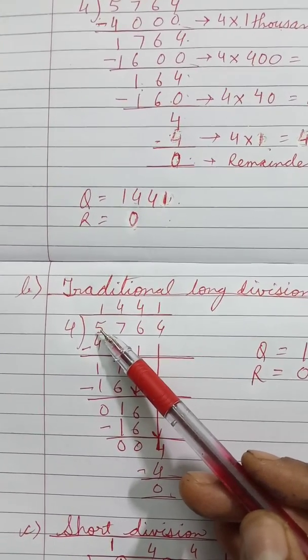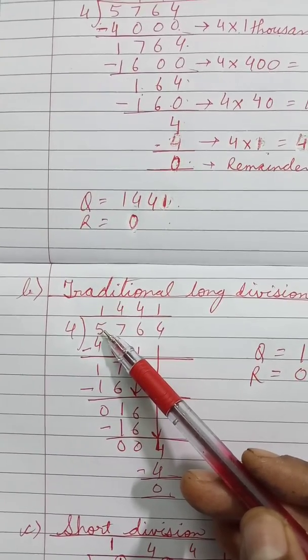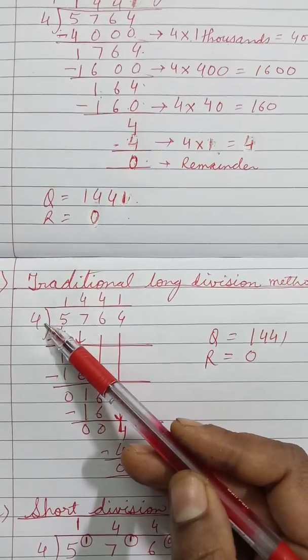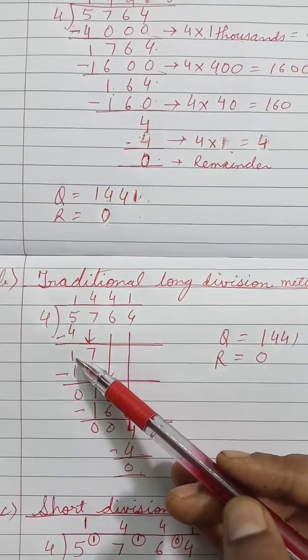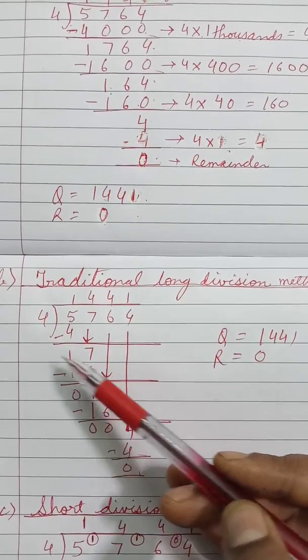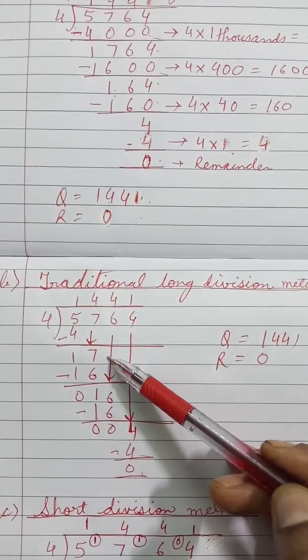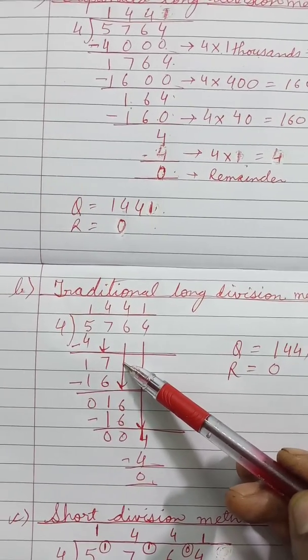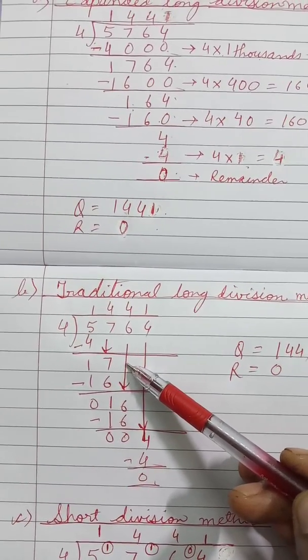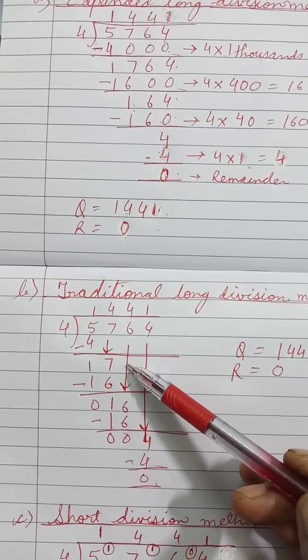So in the table of 4 you need to bring 5 or a number just lesser than this 5. So you will apply here 4 1s are 4. So 5 minus 4, that is 1. Now, children, again in the table of 4 you have to bring 17 or a number just lesser than 17. So read the table of 4.